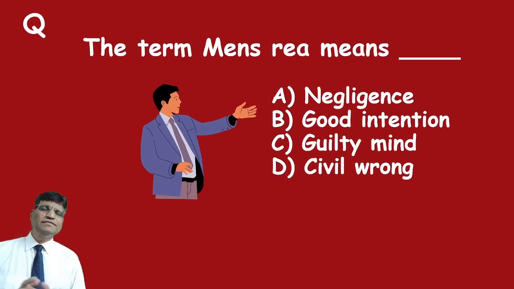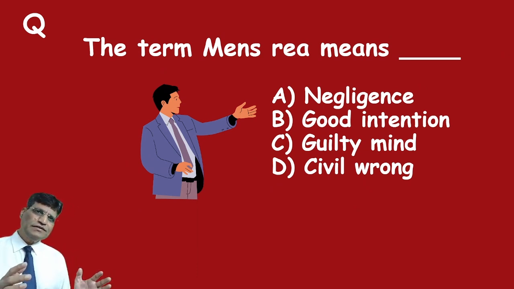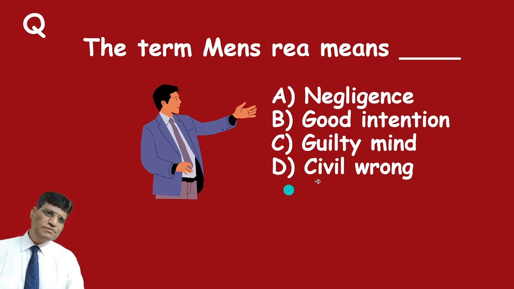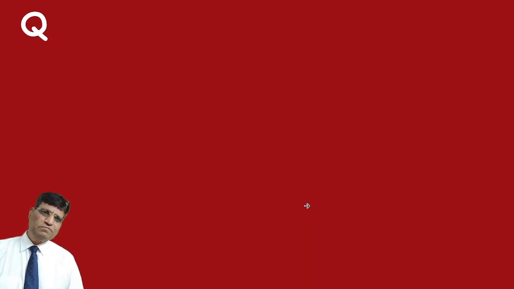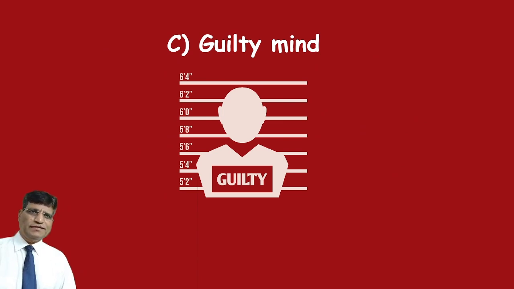The term mens rea means, the options are negligence, good intention, guilty mind, or civil wrong. And the answer is guilty mind.